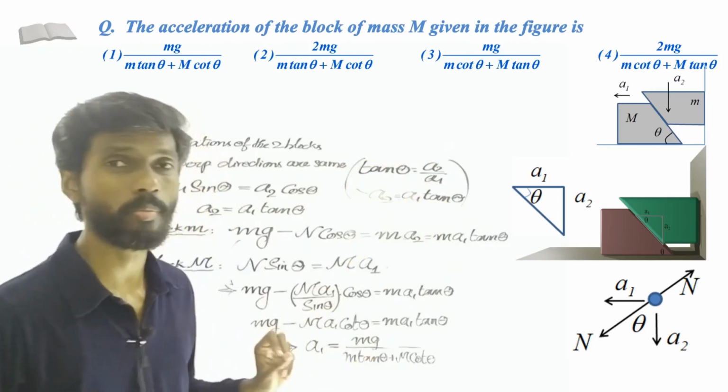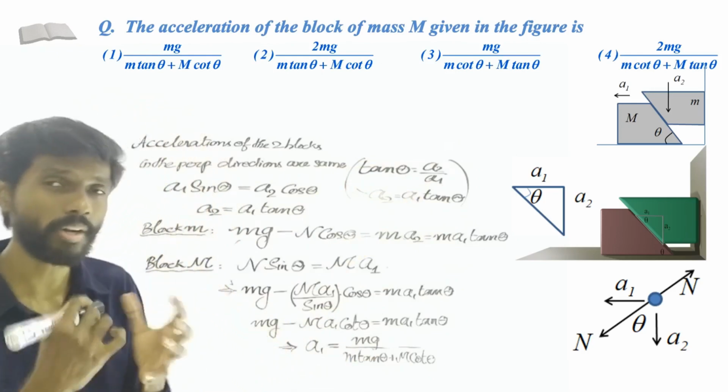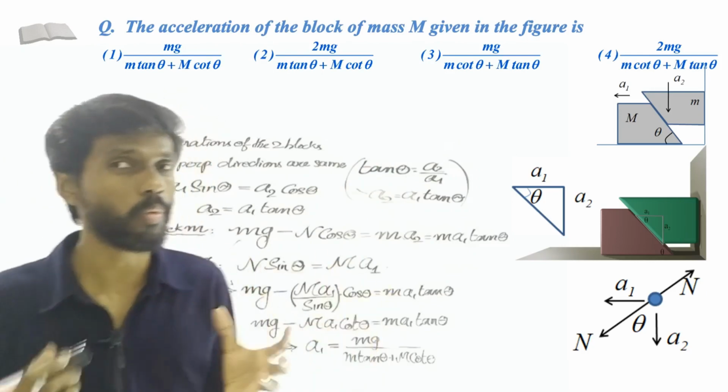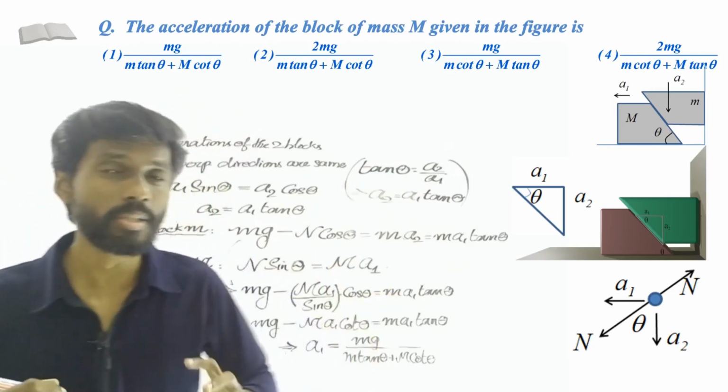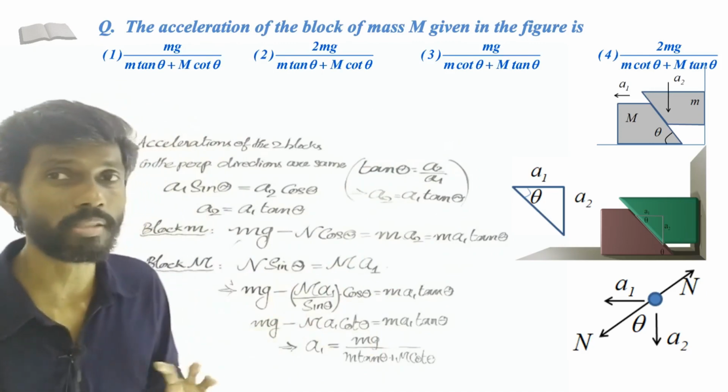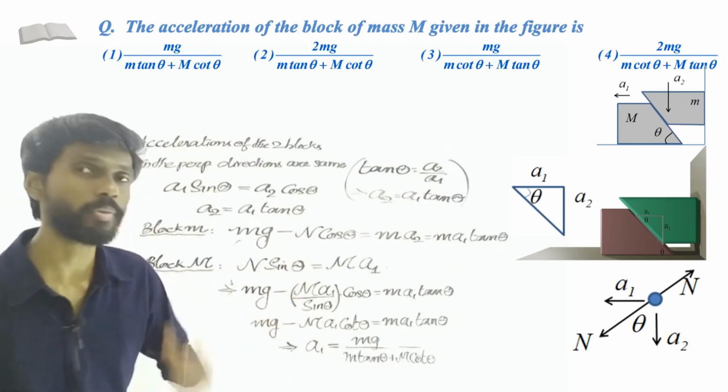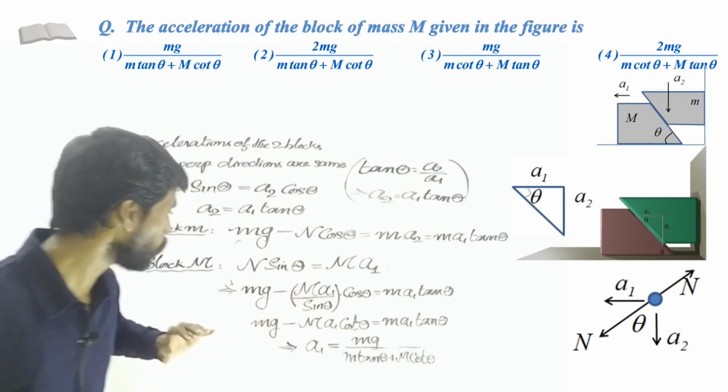See, this type of question is important, right? Constraint motion, right? The motion of one object depends on the other. So what do we have to do? First of all, we find the relation between the accelerations of these two objects, right? This is one such example. We'll do a few more examples of this type, okay? Yes, so this is the answer.